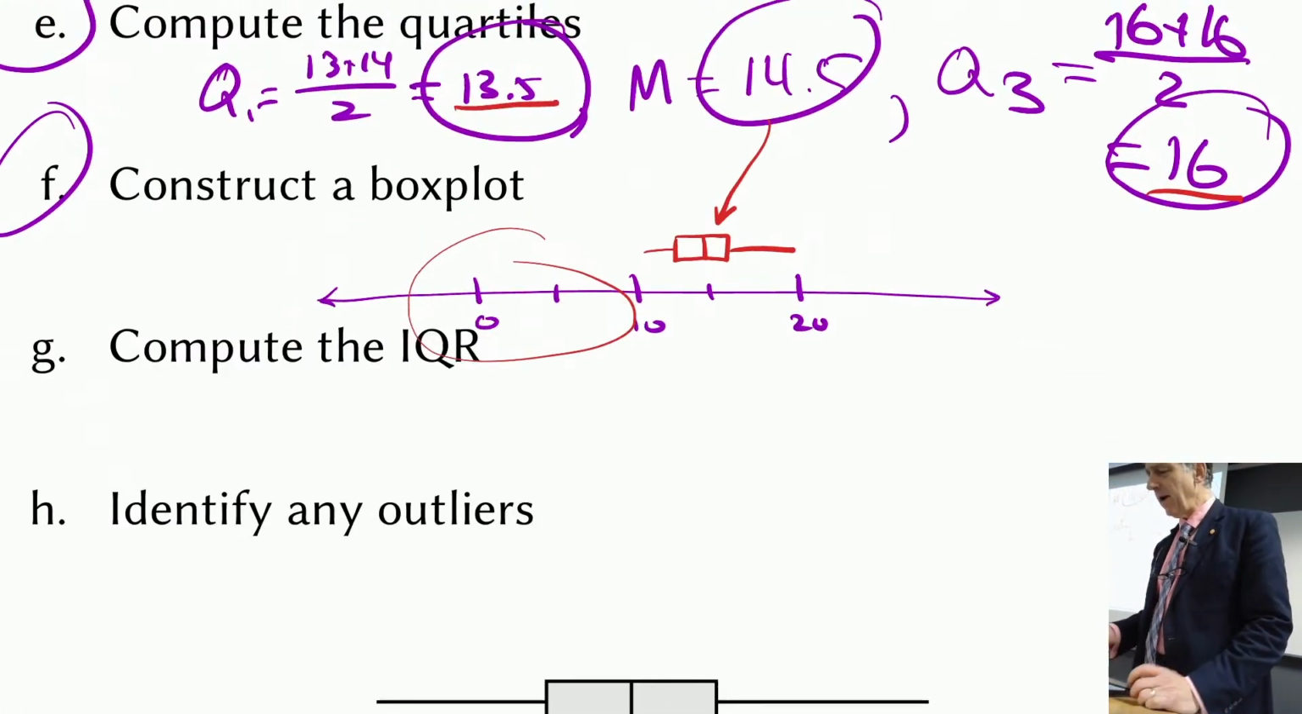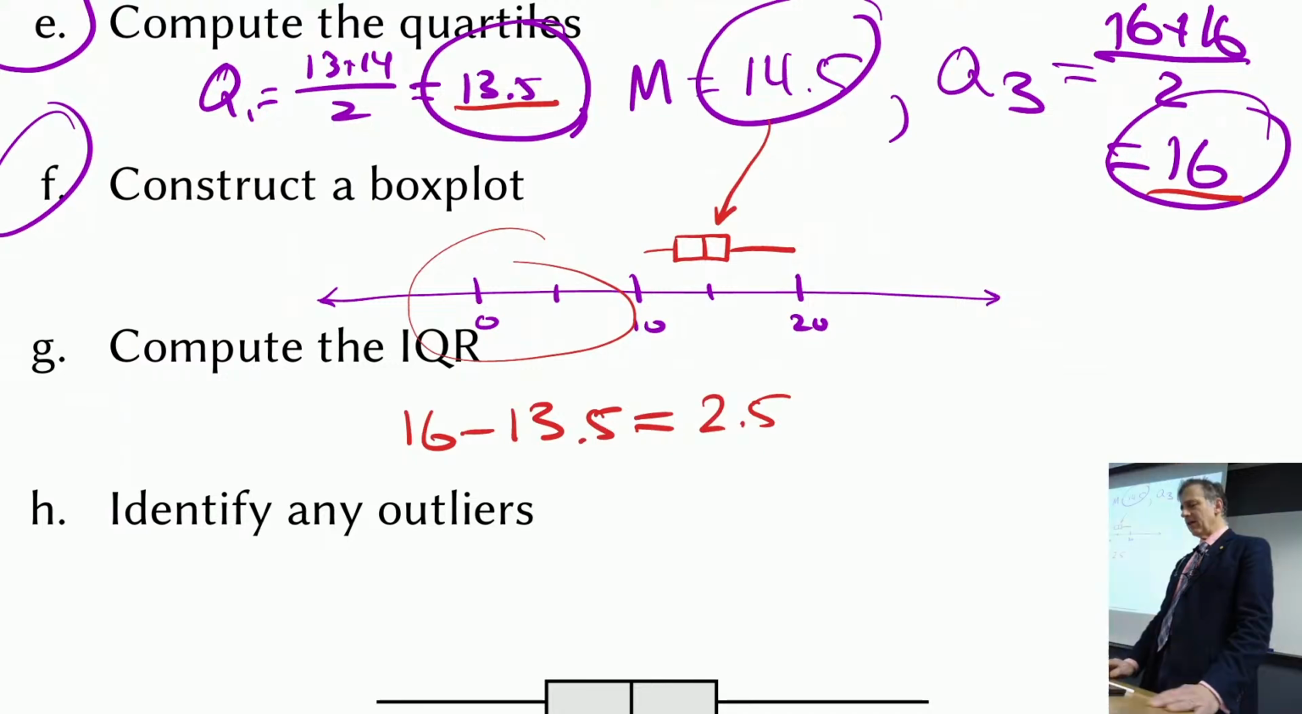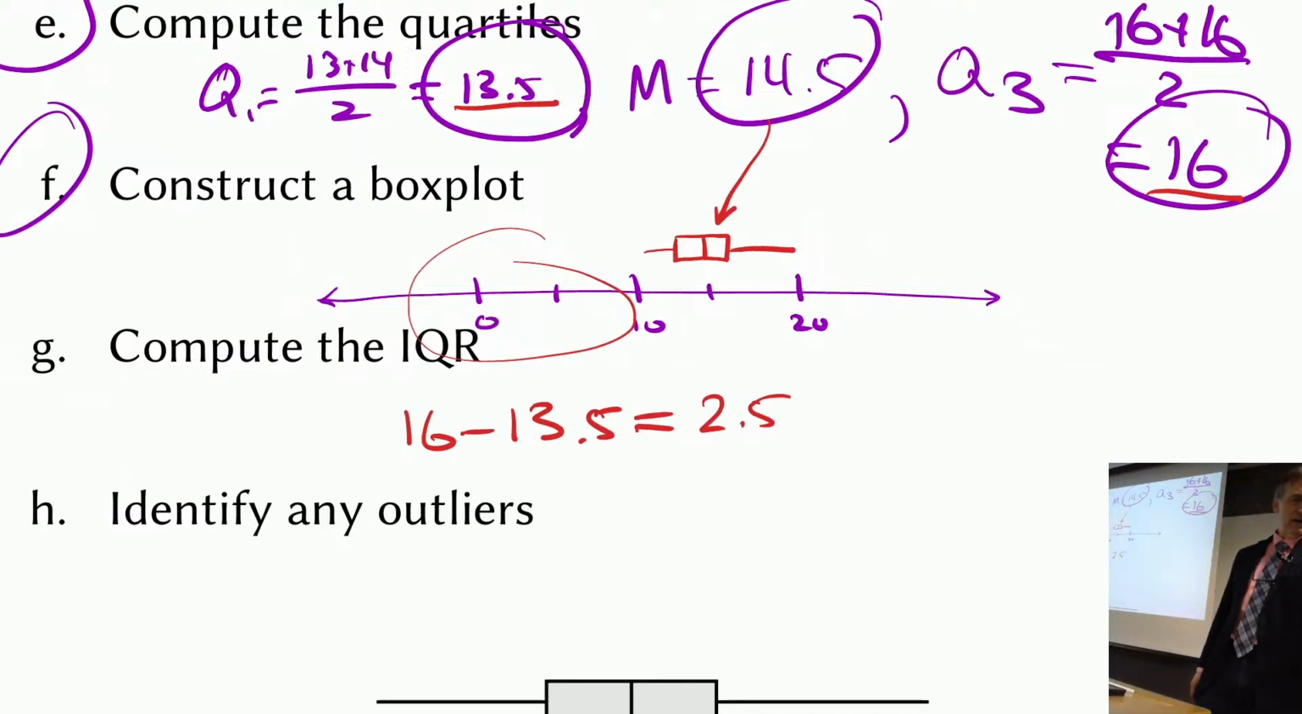Let me just remind you, did we go over interquartile range? I feel like we did, or maybe we didn't. We should have if we didn't. Interquartile range is just the difference between the quartiles. There it is. So this is 2.5. It gives you a sense of how spread out the data is. The larger that number is, the more spread out the big chunk in the middle is.